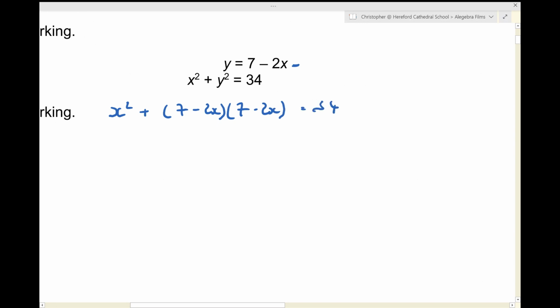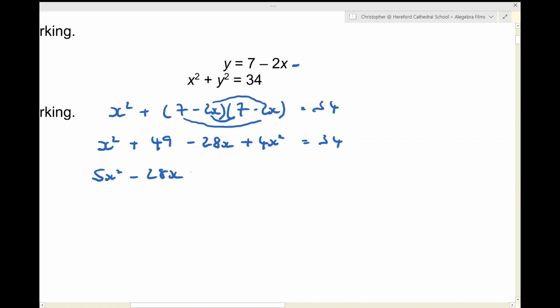Right, let's multiply out those two brackets. 7 times 7 is 49. That's going to be minus 14x, and I'm going to have another minus 14x from here. Gives me minus 28x plus 4x squared from there, equals 34. Tidy up the left-hand side: 5x squared minus 28x plus 49 equals 34. Now let's set that equal to 0 by subtracting 34 from both sides.